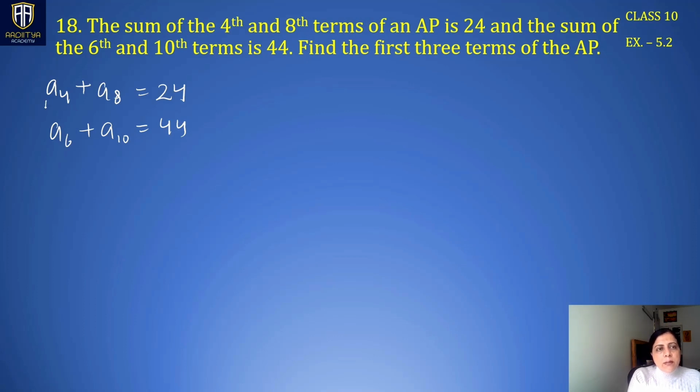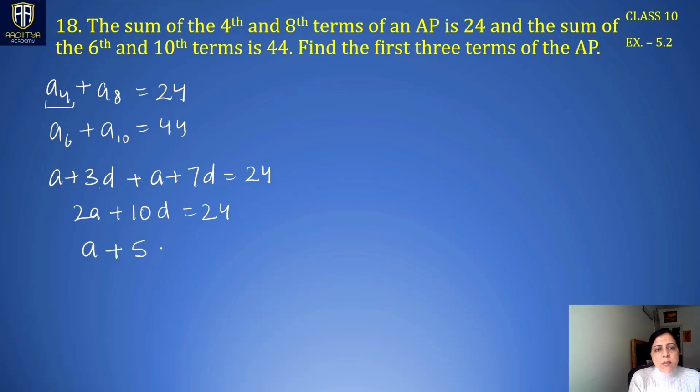So this is very simple. I'm replacing A4 by the value of A4, which is A plus 3D. A8 is A plus 7D, which is 24. Next is, you can simplify this further. A plus A is 2A, 3D plus 7D is 10D, which is 24. We can solve it further. See, 2 is a common factor on both the sides. So I'm taking out 2 as A plus 5D. Taking this 2 to the right hand side, this is 24 divided by 2, which becomes 12. So this is the first equation.